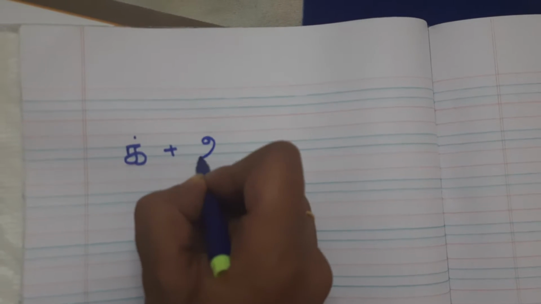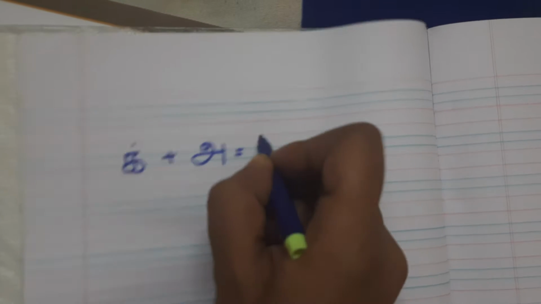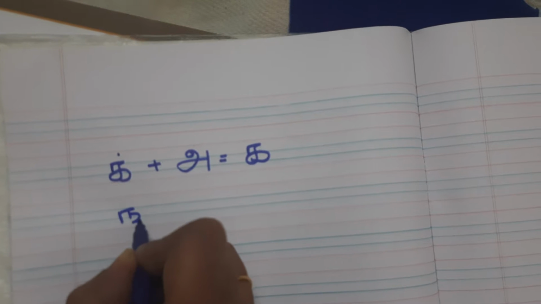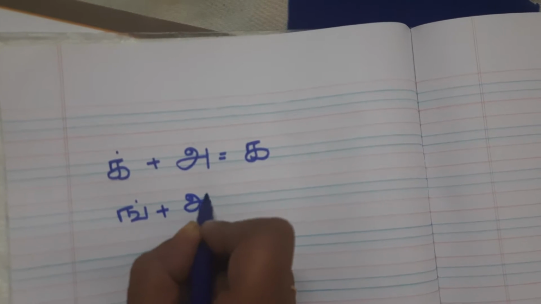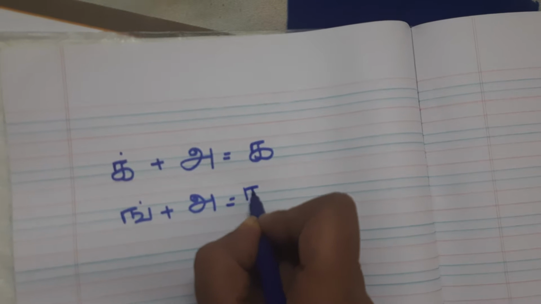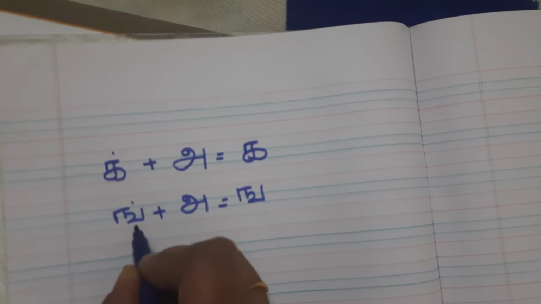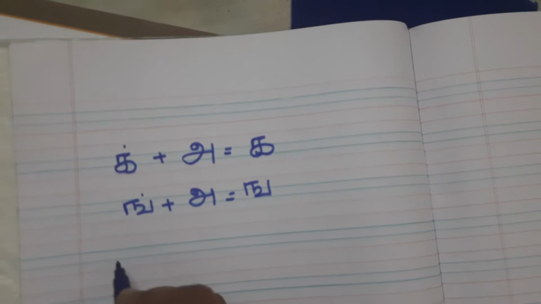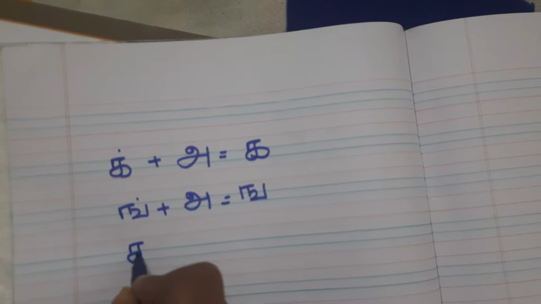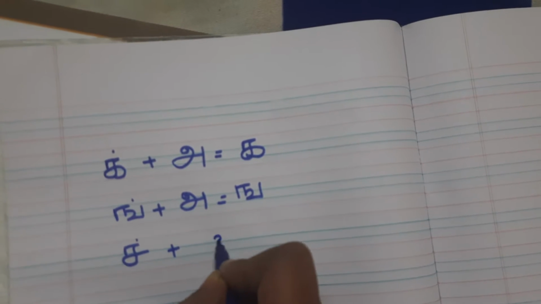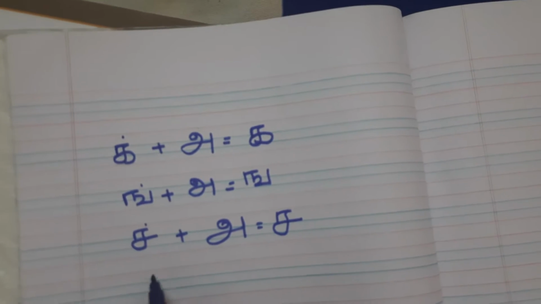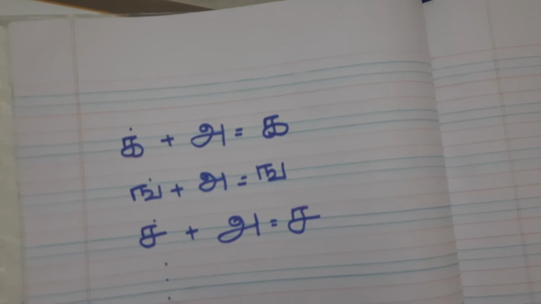Ik கூட்டல் a is equal to ka. Ing கூட்டல் a is nya. So it is going to be the replication of same word. Only difference is you will not have the dot. Ich கூட்டல் a, cha. So like this it goes on. So hope you are clear with this.